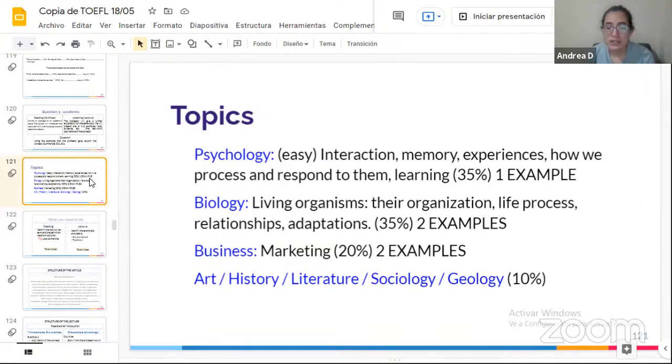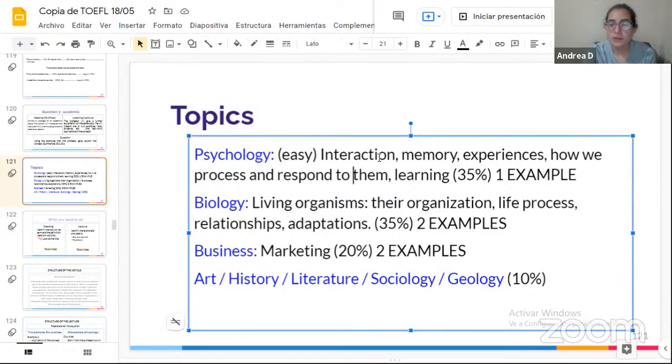If it's psychology, which, lucky you, is the most common one, it's also the easiest one, mainly because of the vocabulary. It's all about things that you will for sure understand. So it's usually about how our mind works, how we interact with each other, how we experience certain things, how we process certain experiences, how our memory works, how we learn. It's all about how our mind works, basically, or how we behave. Behavior is always there.